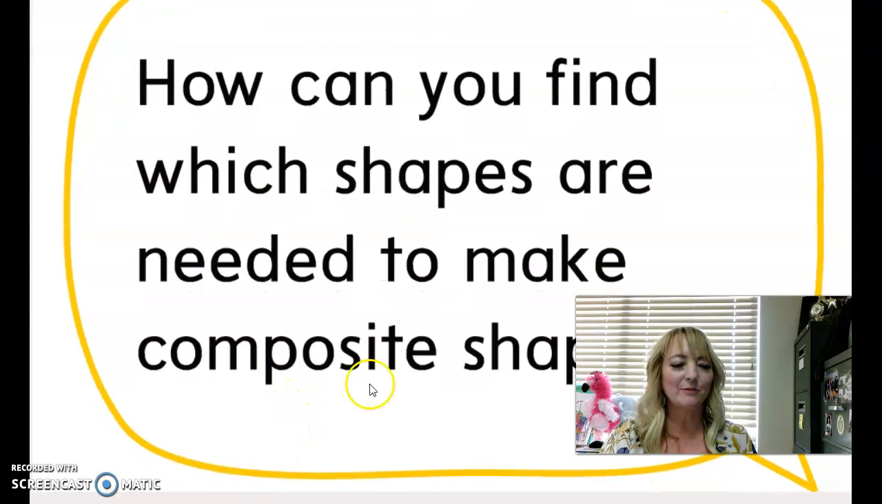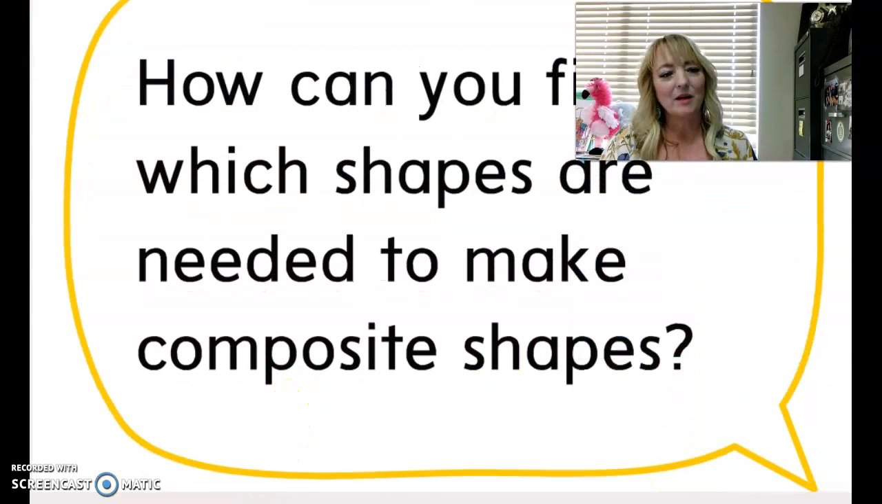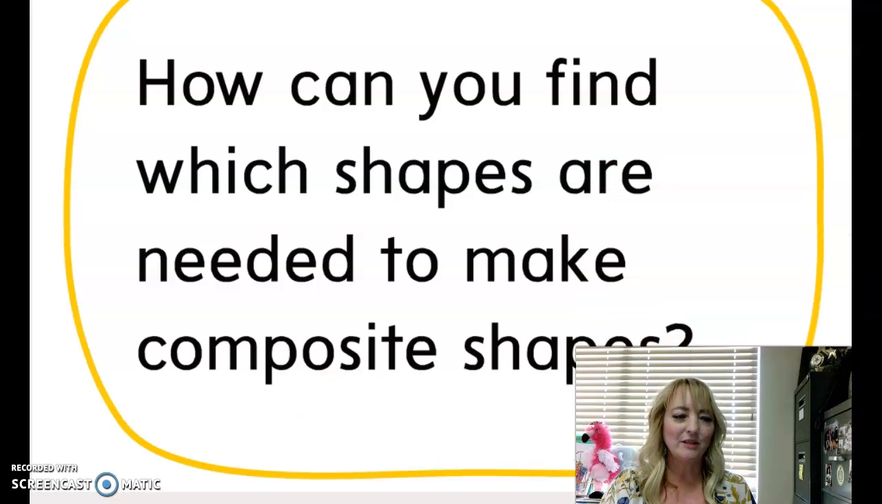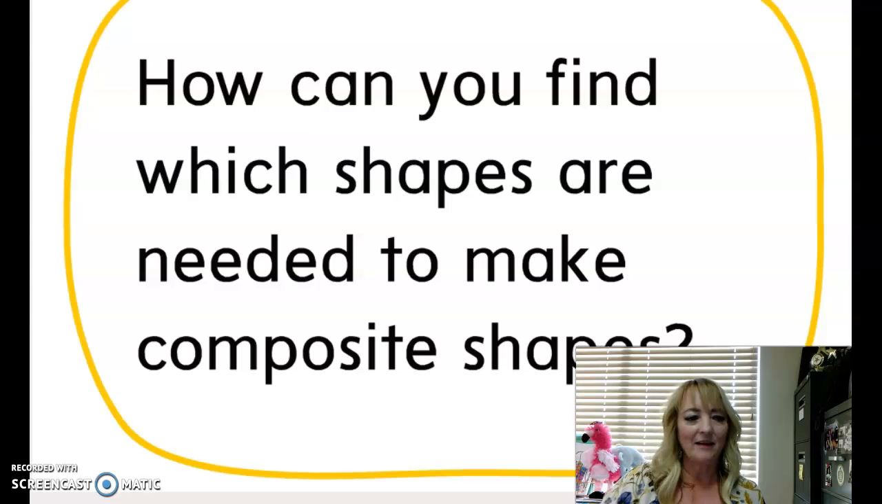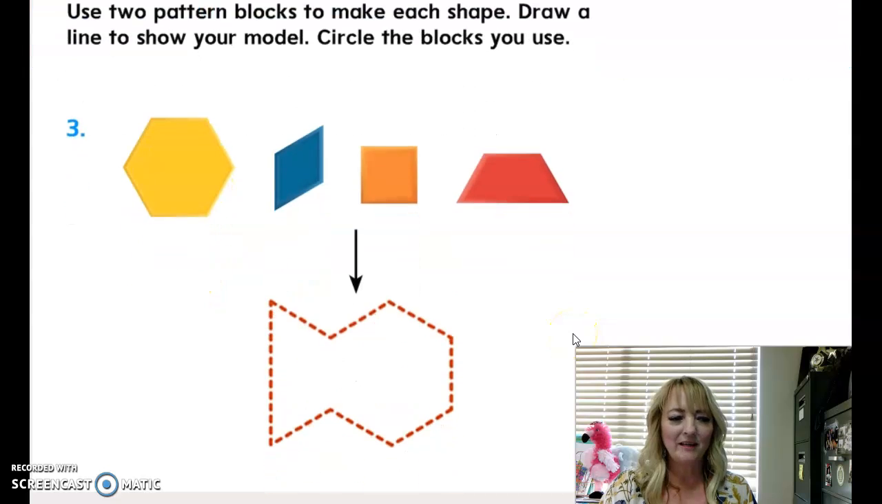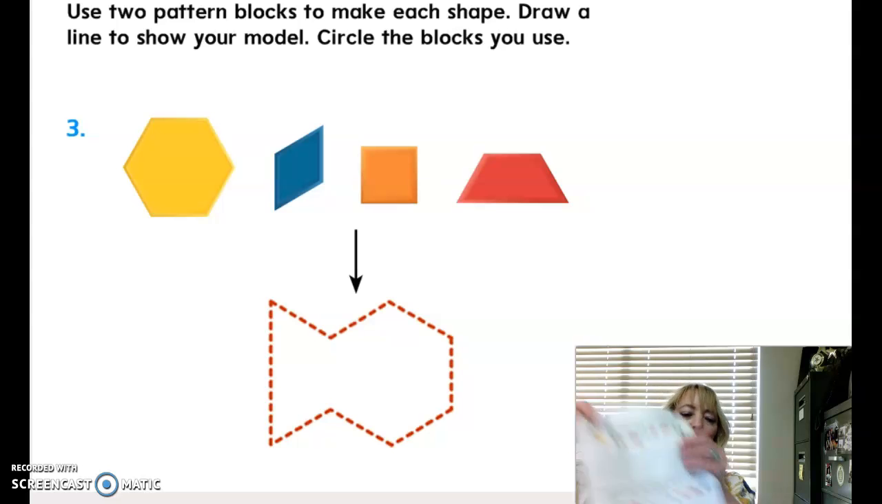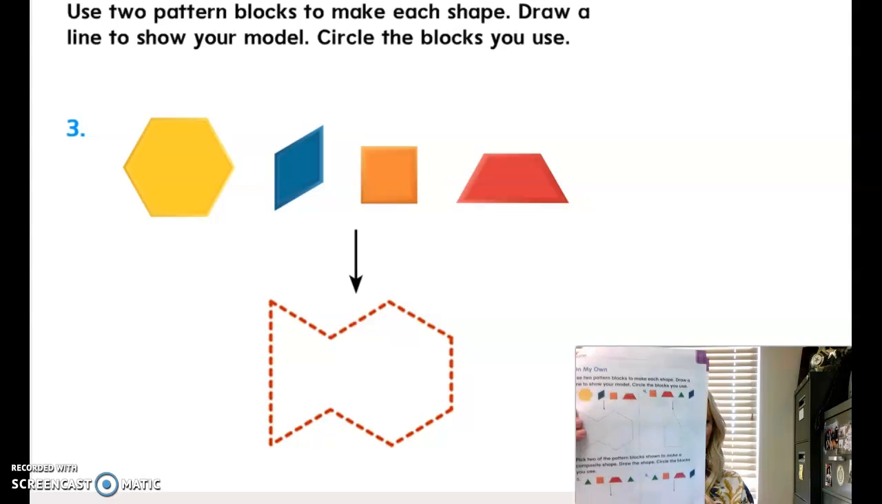Okay, how can you find which shapes are needed to make the composite shapes? You can use observation. You can use the geometric shapes I gave you and place them into the larger shapes to see which composite shapes are needed. Let's go on then to the on my own portion. Once again, you'll be needing the blocks that I gave you with your packet this week. So go ahead and complete those now. Pause the video and then we will complete the backside together. Please go ahead and pause the video and do numbers 3, 4, 5, and 6 on your page.